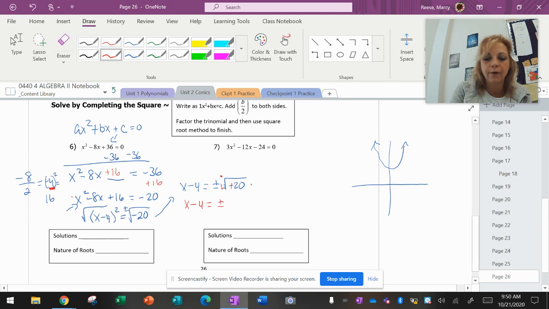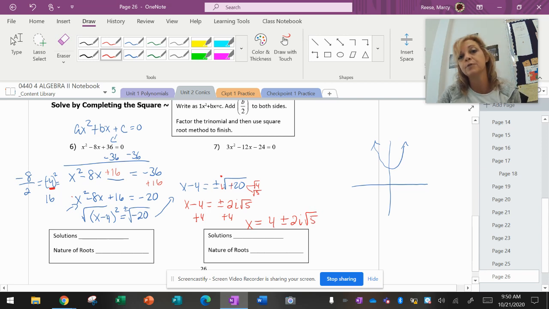And we're going to simplify. So 4 and 5 are factors of 20. 4 is a perfect square. The square root of 4 is 2, so it comes out 2i radical 5. And then I'm going to add 4. And I've got x equals 4 plus or minus 2i radical 5.